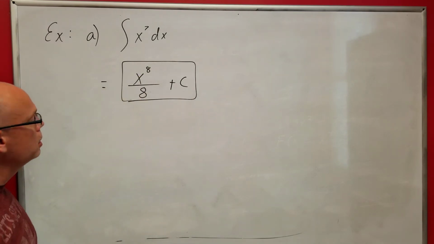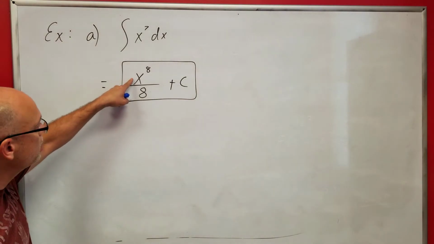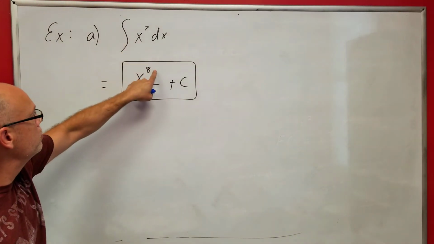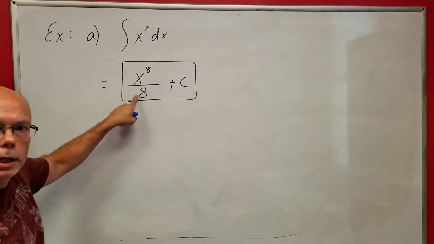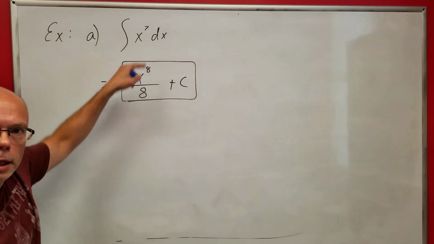Now, double check yourself. Make sure that's right. What if you take the derivative of this? If you take the derivative of this, you should get the inside. You should get this integrand back. Do you? Well, 8 times this 1/8 will be 1. x to the 7th plus 0. Yeah, I get x to the 7th, okay?